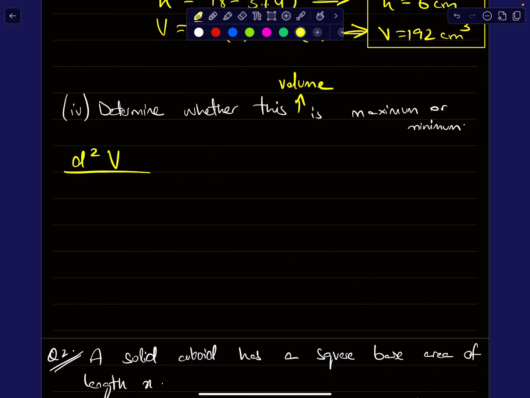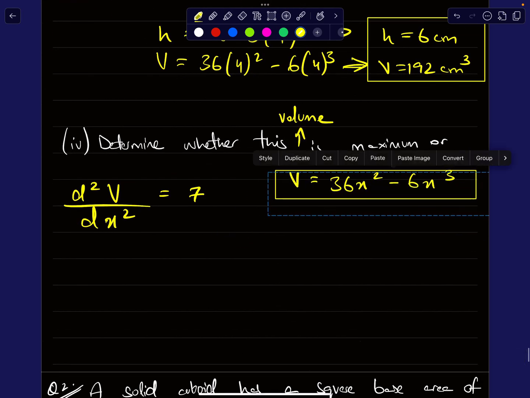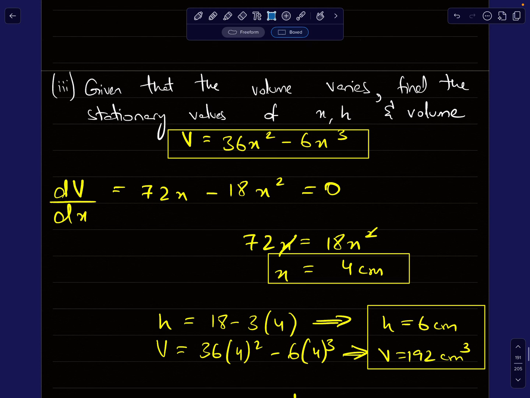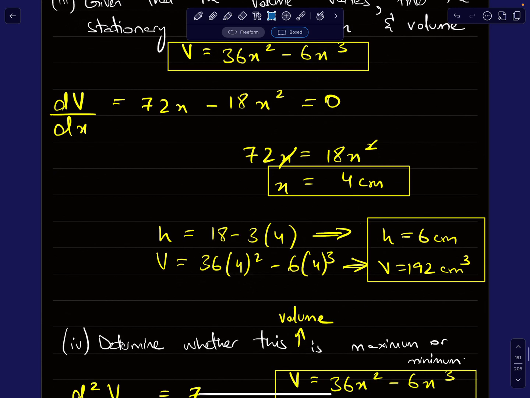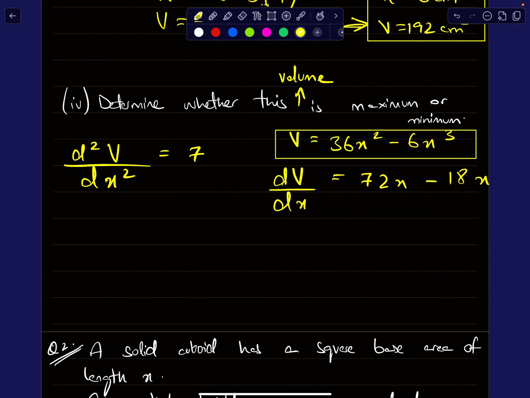So in order to determine whether it's maximum or minimum, we need to find the double derivative. This was our equation of volume, and we can continue finding the double derivative. dV by dx was this. We'll copy this too, and then simply just make a margin.